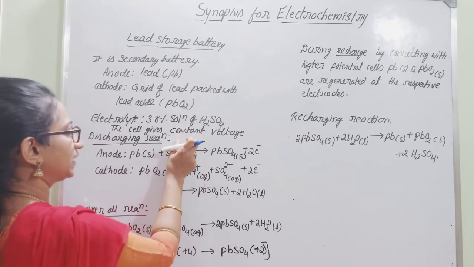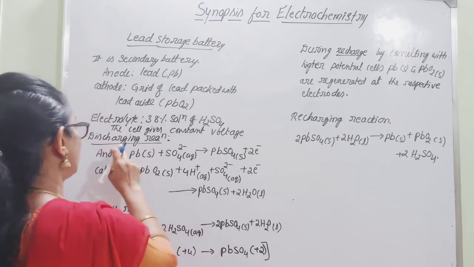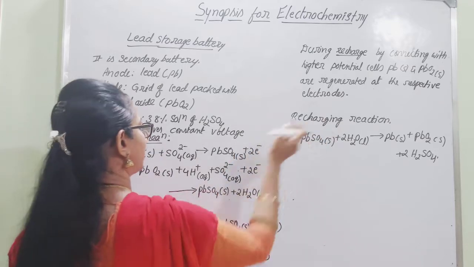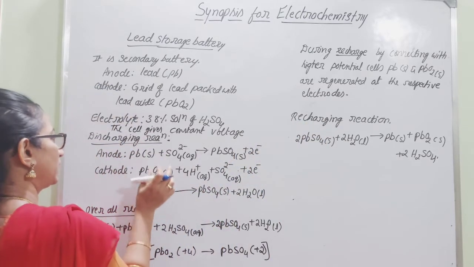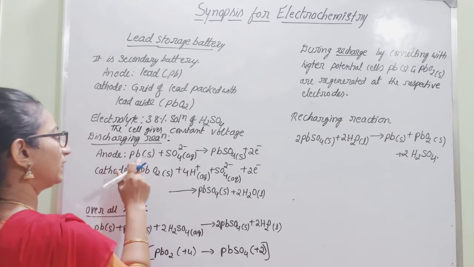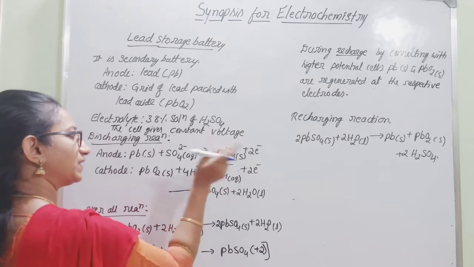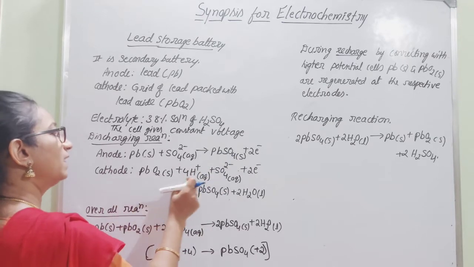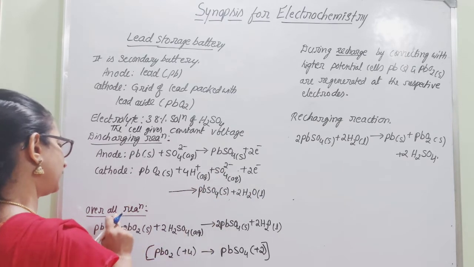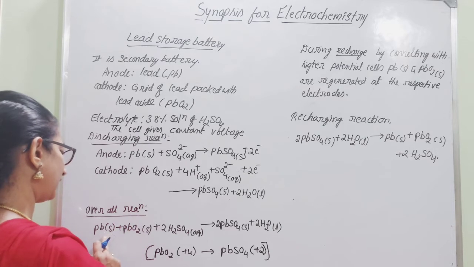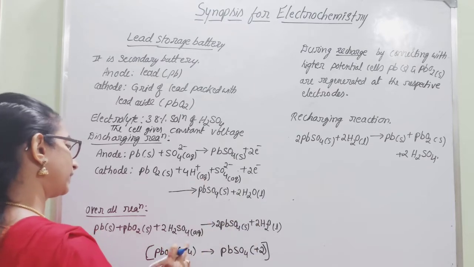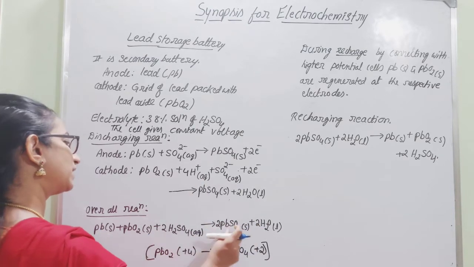Here the cell gives a constant voltage. There is a discharging reaction, and there will be a recharging reaction. At the anode and cathode there are different sets of reactions, as you know. At the anode, lead combines with sulfate ions to convert into lead sulfate. At the cathode, lead oxide combines with H+ and sulfate ions to convert into lead sulfate. In the overall cell reaction, lead combines with lead oxide and sulfuric acid, converting to lead sulfate and water.